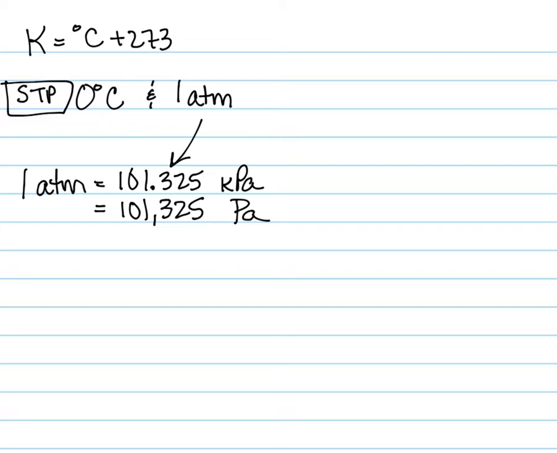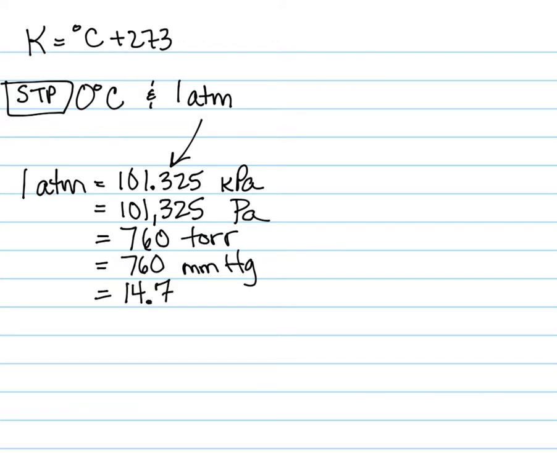1 atmosphere, and by the way, kilopascals or pascals is going to be our SI unit for pressure. This is also equal to 760 torr. So 1 atmosphere equals 760 torr, which also equals 760 millimeters of mercury. I know that one's a little bit weird, but they are also equal. And throwing in our English system here, 1 atmosphere is equal to 14.7 psi, which is pounds per square inch.